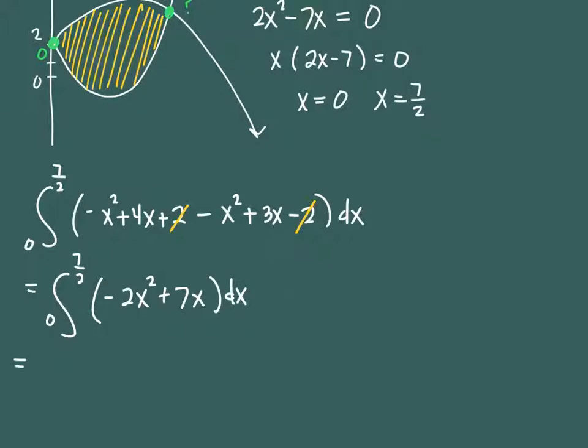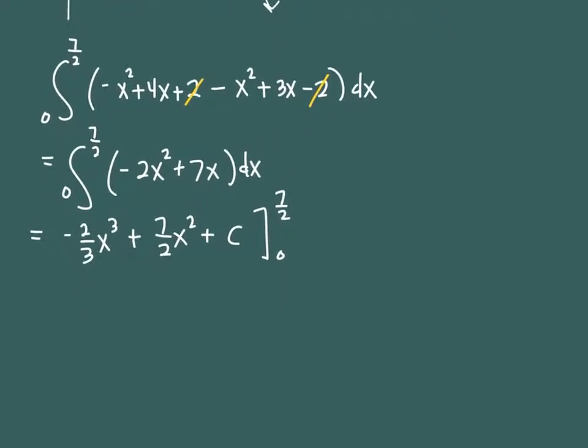So now I'm ready to do the antiderivative. So negative 2/3 x to the third plus 7/2 x to the second plus the constant c, evaluated from 0 to 7/2. And don't worry, the math will turn out fine, even though you're looking at it and going, ooh, there are fractions. It really turns out to be okay.